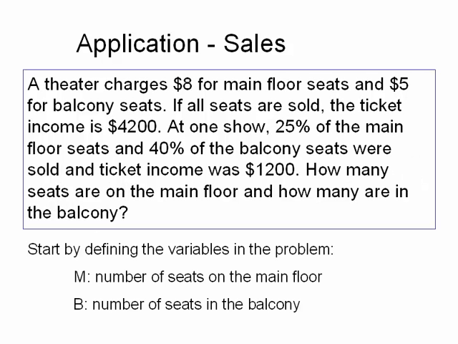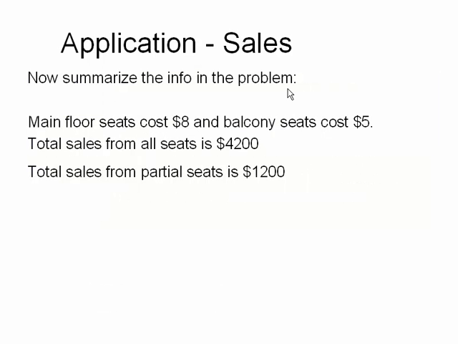So let's start by defining the variables in this problem. Since the question asks for the seats on the main floor and the seats on the balcony, let M be the number of seats on the main floor and B be the number of seats in the balcony. And let's summarize all the information in the problem so it's not in that kind of dense paragraph form. So we have main floor seats cost $8, balcony seats cost $5, total sales from all seats is $4,200, and total sales from partial seats is $1,200.